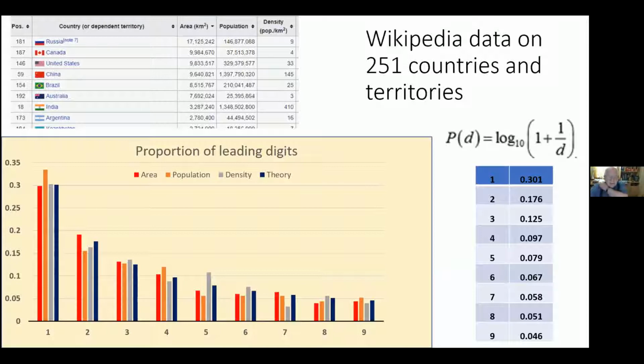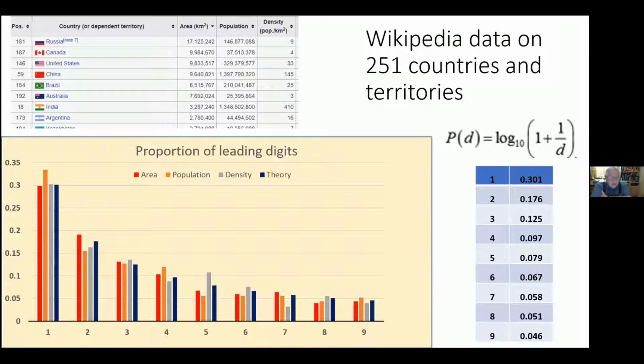This is continuing the theme of the pages, the file sizes, looking at some other data sources. Wikipedia has a handy list of 251 countries with their areas, populations, etc. And if you do a histogram of the leading digits of the areas and the populations, you can see that in this histogram below. And you can see likewise you get about 30% or 0.3 of the examples have areas starting with a 1 and 16 or so percent starting with a 2, etc.